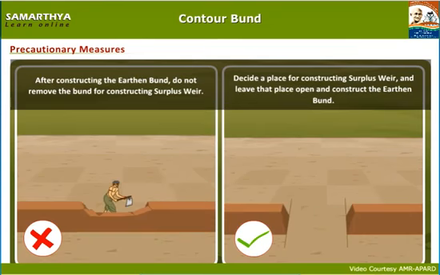After constructing the earthen bund, do not remove the bund for constructing the surplus weir. Decide a place for constructing a surplus weir, leave that place open and construct the earthen bund.